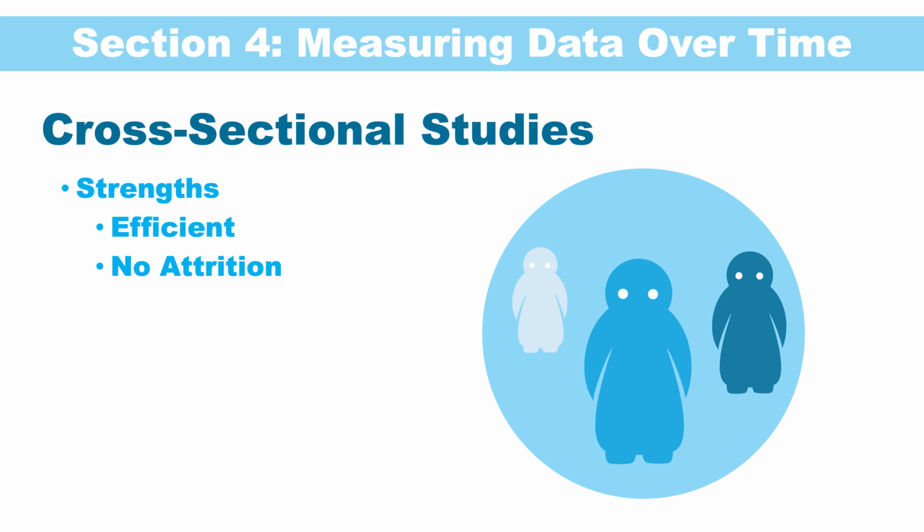So how do researchers decide which methods to use? It depends on the research question. If you want to understand changes over time, longitudinal studies might be ideal. But if you're looking for quicker insights into age-related trends, cross-sectional studies might be more practical.